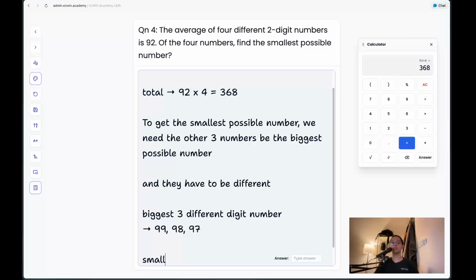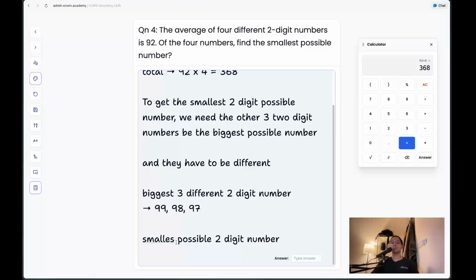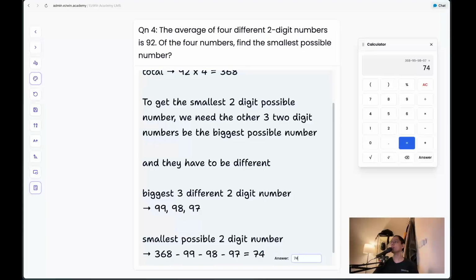So that means the smallest possible 2-digit number. I need to put the word 2-digit. So the smallest possible 2-digit number will then be the total in this case, which is 368 minus 99 minus 98 minus 97. And the answer is 74. There you go. So the answer is 74.